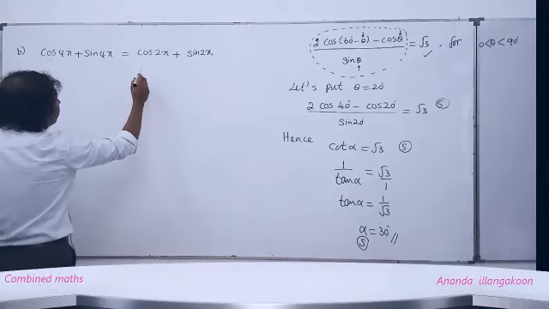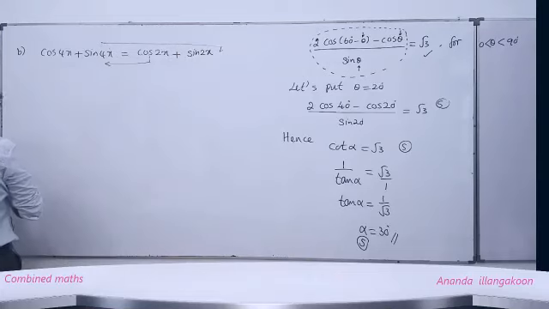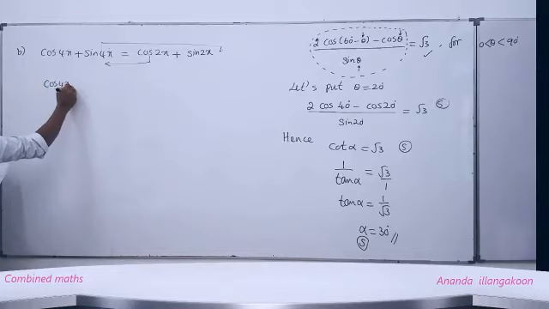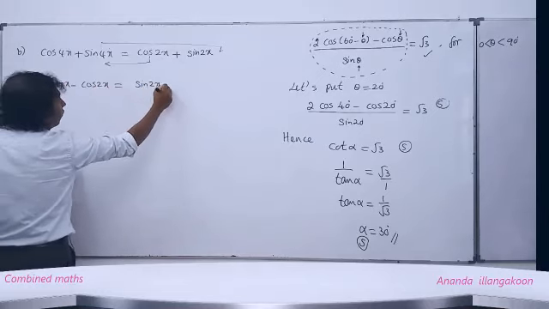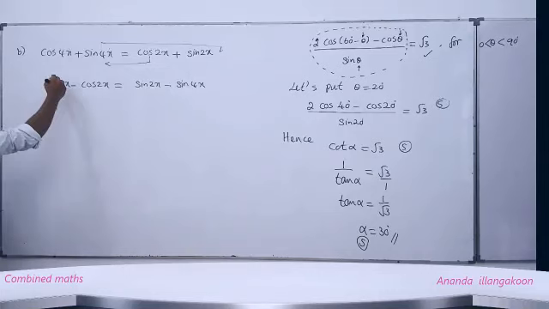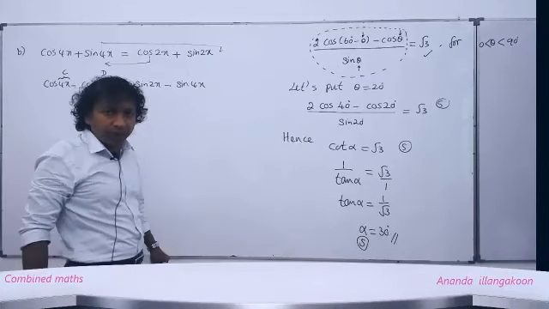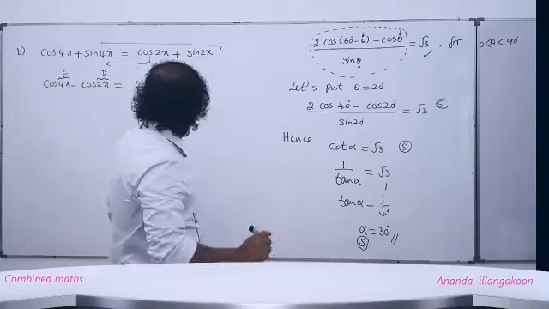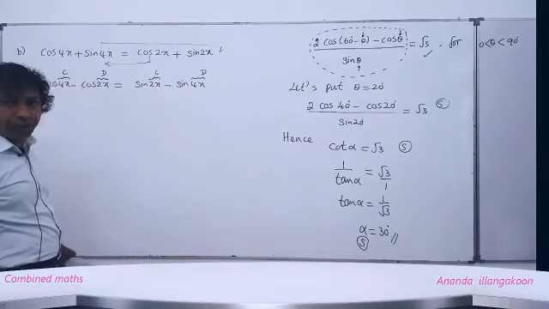Right. So now what I do here is, people, I bring this cos 2x to this side, sin 4x to this side, right? Then we get cos 4x minus cos 2x equals sin 2x minus sin 4x. Right, people, now consider this one as your angle C, this one as your angle D. Then to the left hand side, you can apply the cos C minus cos D formula. To the right hand side, if we take this as your C, this as your D, this is sin C minus sin D.